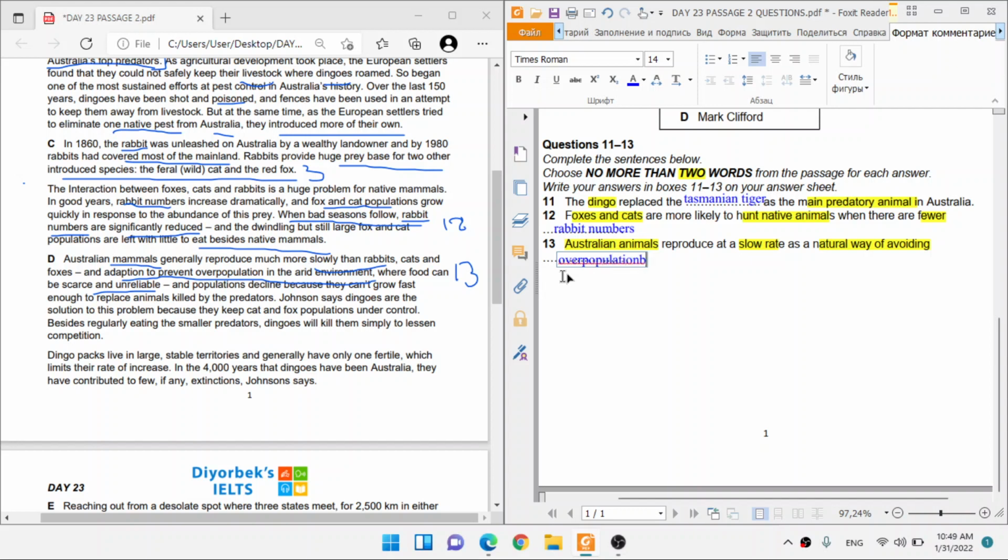Overpopulation is not good because when food is scarce and unreliable, that's why they have to prevent overpopulation. And population decline happens because they cannot grow fast enough to replace animals killed by predators.